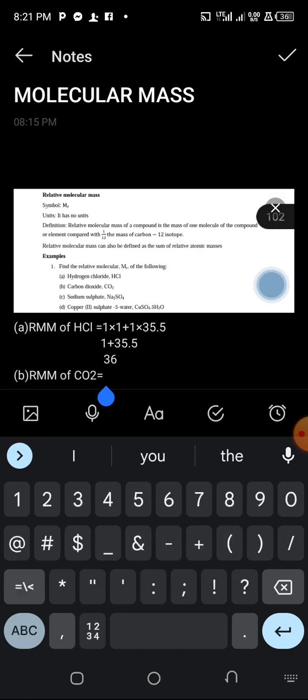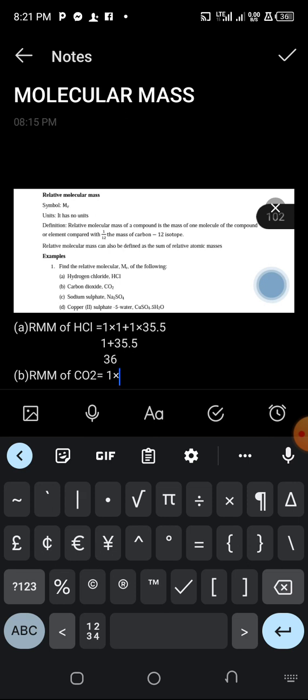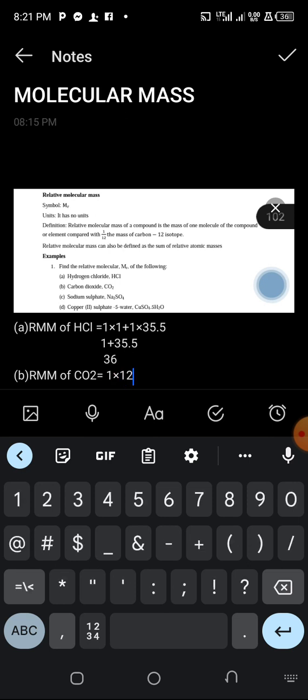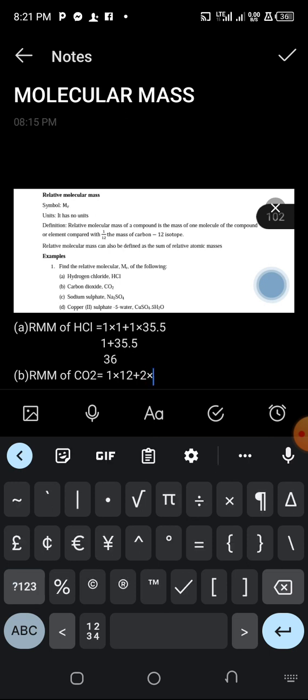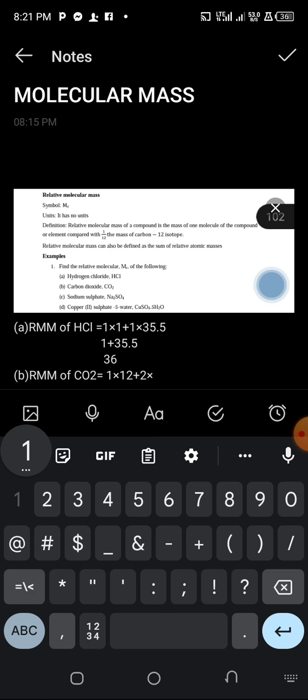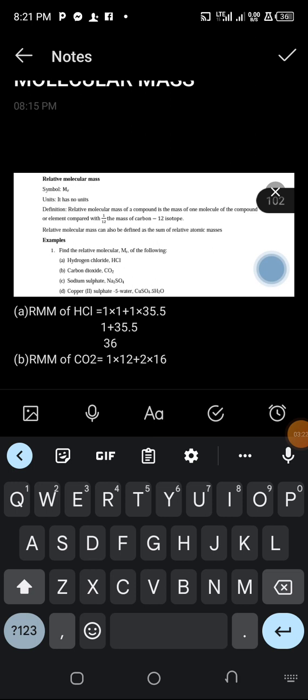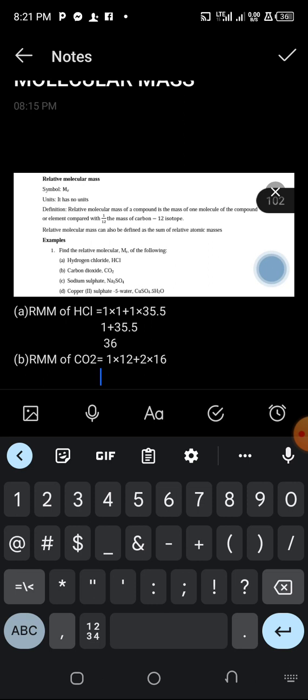Now proceed. How many atoms of carbon are there? 1. Multiplied by the mass number for carbon. The mass number for carbon is 12, plus how many atoms of oxygen are there? 2. Multiplied by the mass number for oxygen, it is what? 16. Then we proceed. So 1 by 12, it is 12 plus 2 by 16. It is 32. That's the answer we are getting.